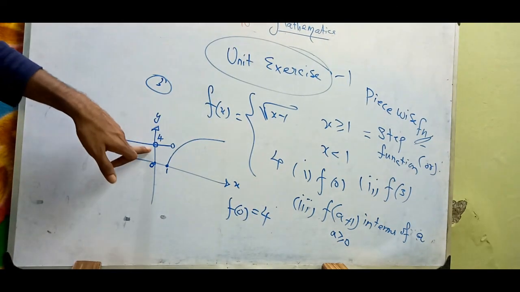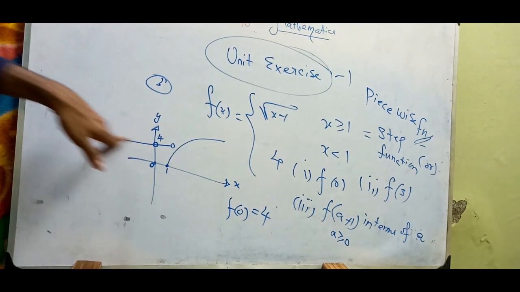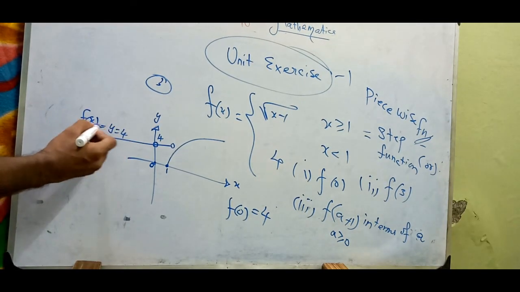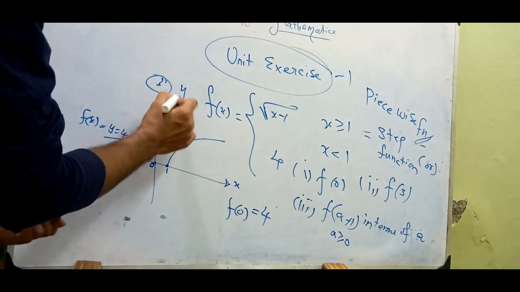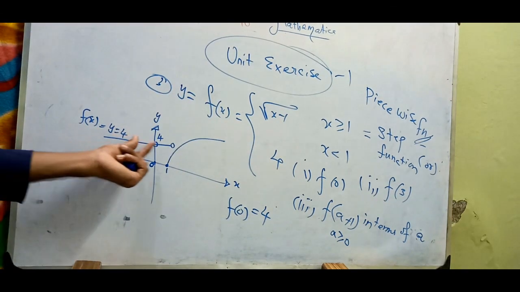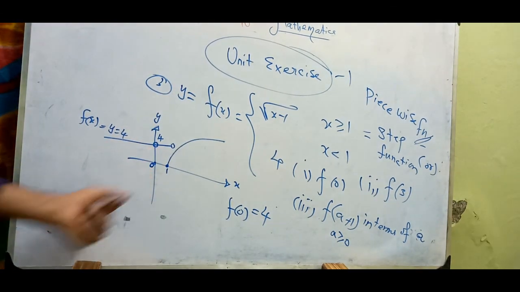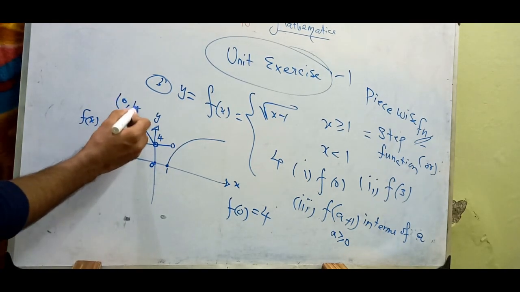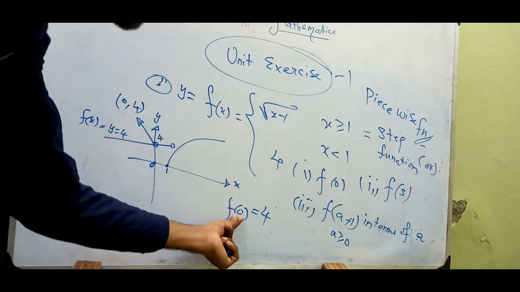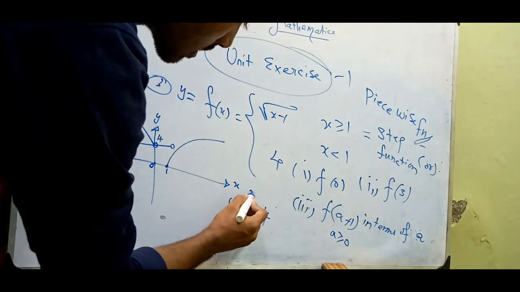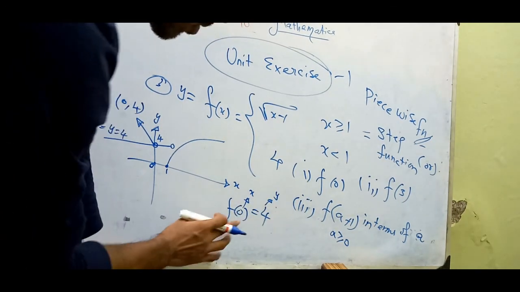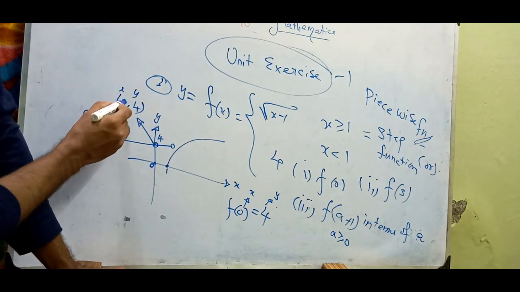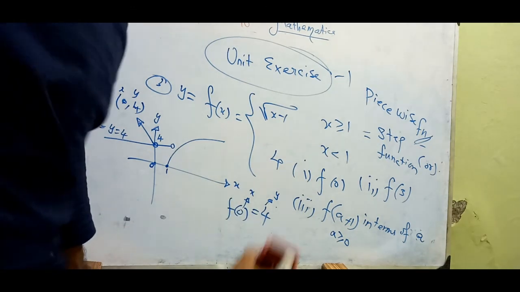At x equal to 0, your graph is 4, so y equal to 4, or you can say f of x equal to 4, because f of x equal to 4 and y equal to 4 are the same in this sense. Okay, so at the point y equal to 4, x equal to 0, this point is nothing but (0, 4). This is your x, this is your y. So x is 0, y is 4 here. Got it?